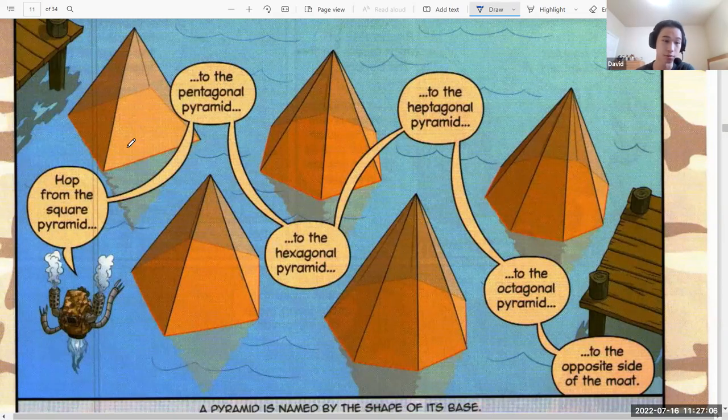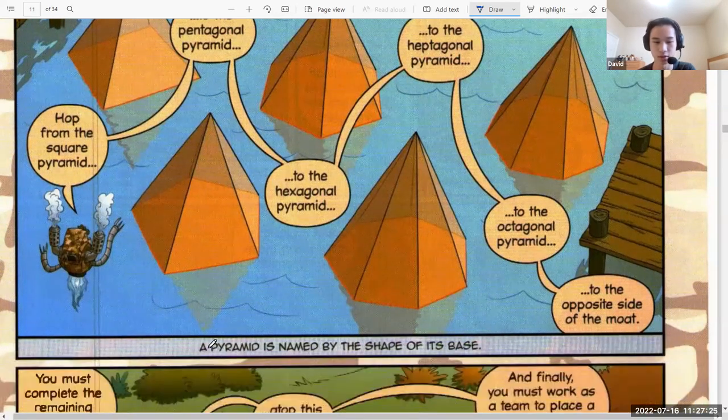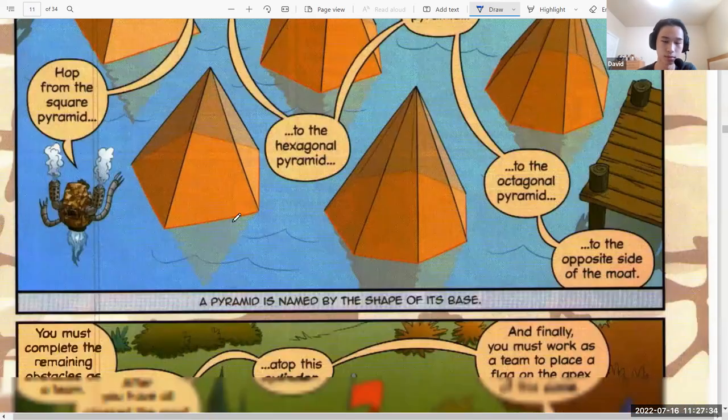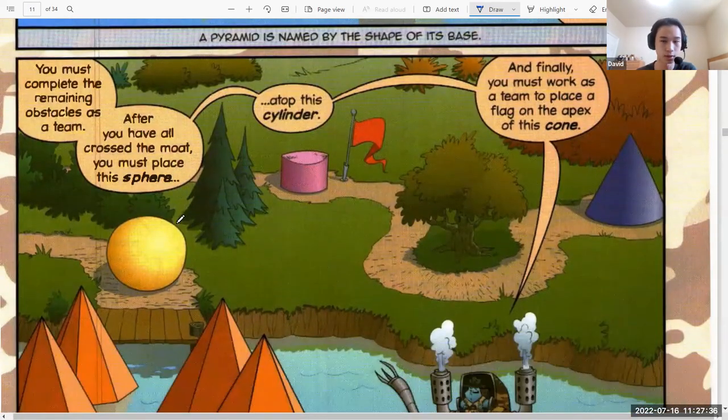So now we look at naming different kinds of pyramids. We have the square pyramid, square base. We have the pentagonal pyramid at this bottom part. We have the hexagonal pyramid over here, so six-sided. To the heptagonal pyramid, seven sides. Octagonal pyramid, eight sides. And boom, now they're on the other side. So yes, the important point here is that a pyramid is named by the shape of its base, which follows the same idea as prisms, thankfully. So it's an important idea.